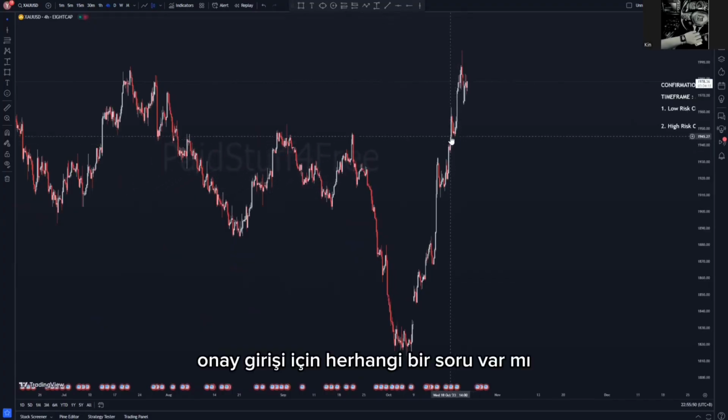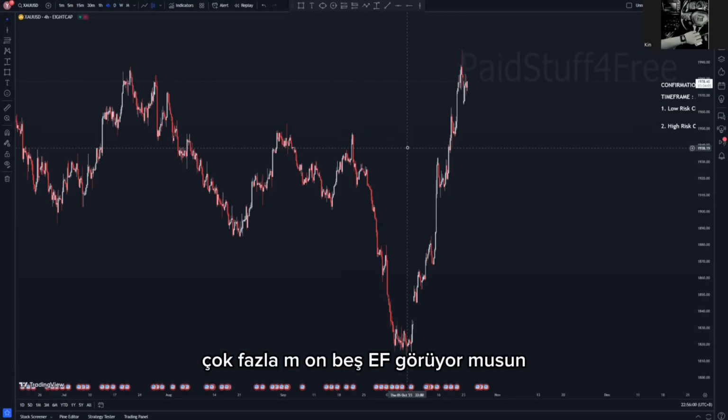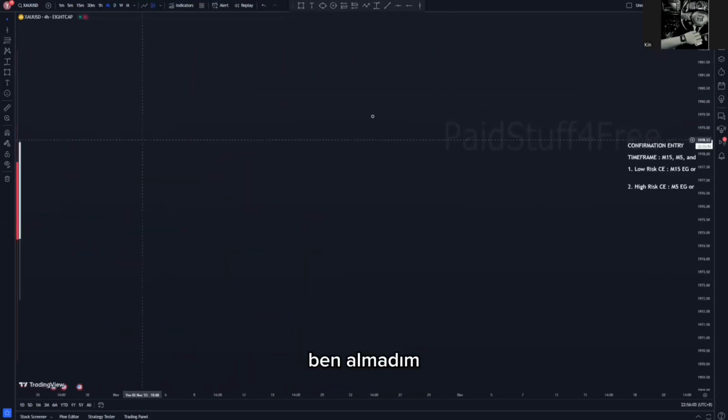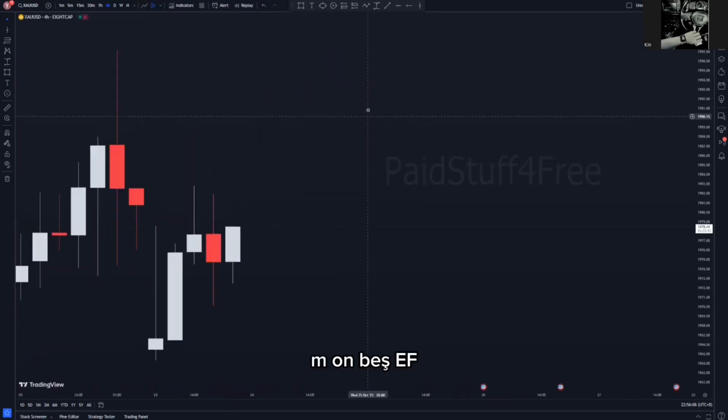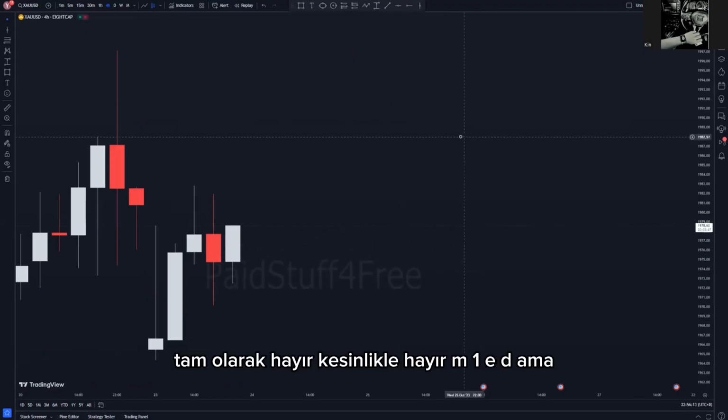For the confirmation entry, is there any question? Do you see a lot of M15 EF? I didn't take M15 EF for my confirmation entry. And I'm guessing no M1 EG. Yeah, exactly. Strictly no M1 EG.